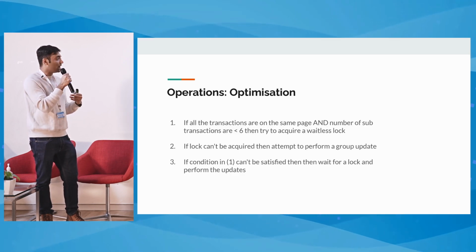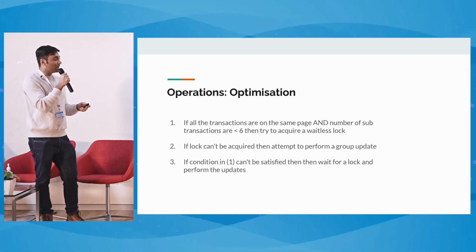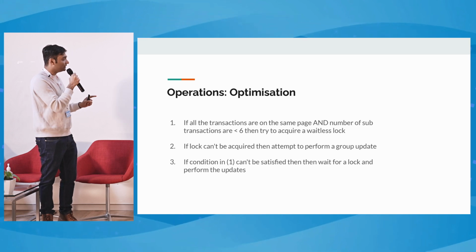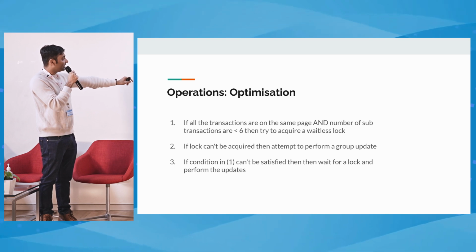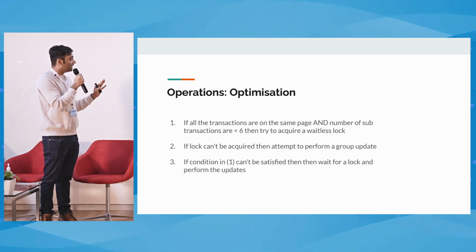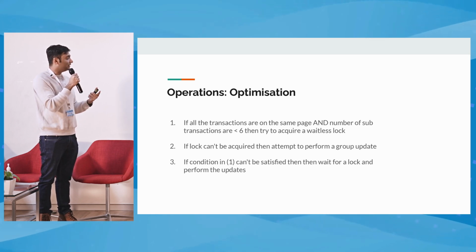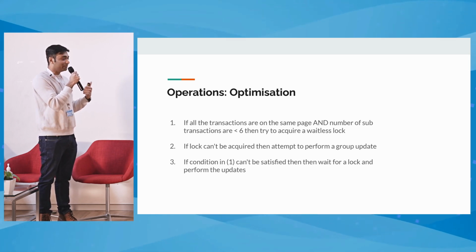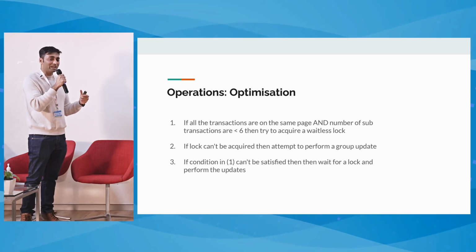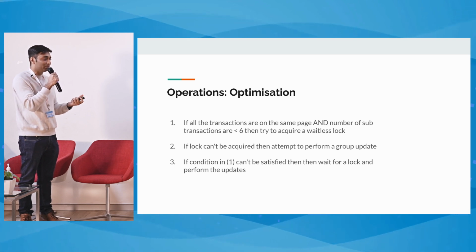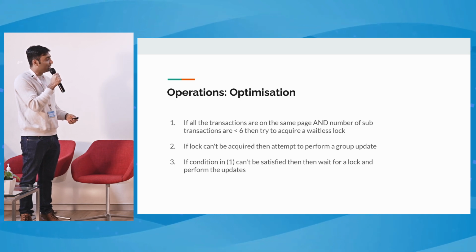Say, for example, this does not happen. We were not able to acquire a wait-less lock. In that case, Postgres will try to perform a group update. We'll see what a group update is in a little while. Assuming the conditions in part 1 haven't been met, the number of sub transactions was actually more than 6, or they didn't belong to the same page, then it will try to acquire a sleepy commit lock, which will take some time to get, and then perform the updates. But the update sequence just remains the same.